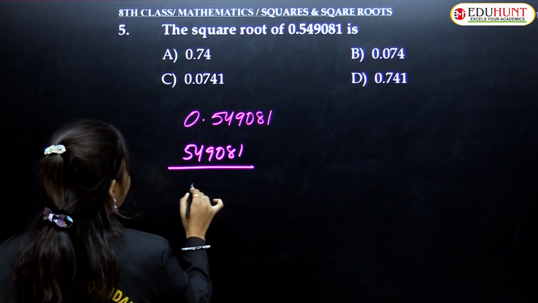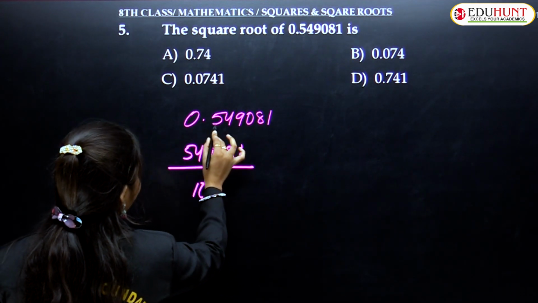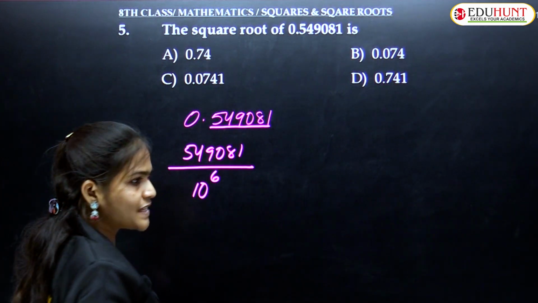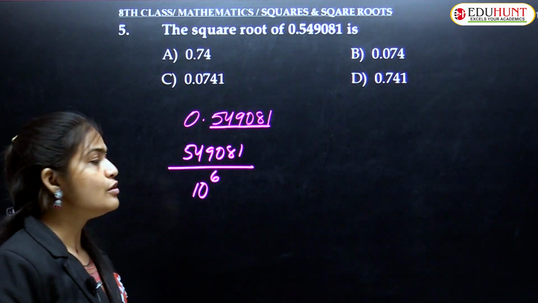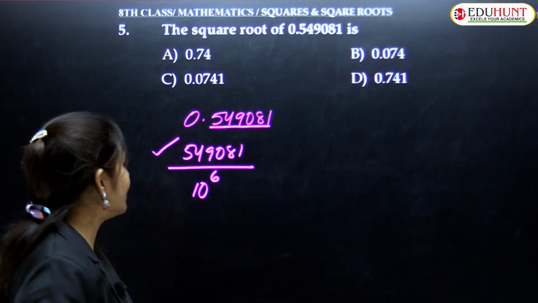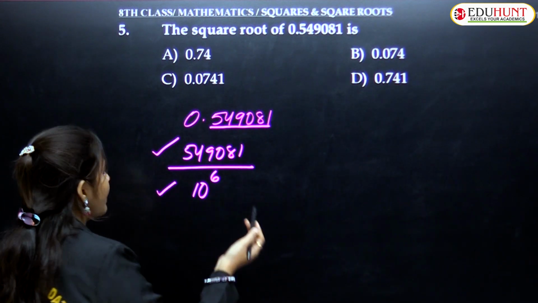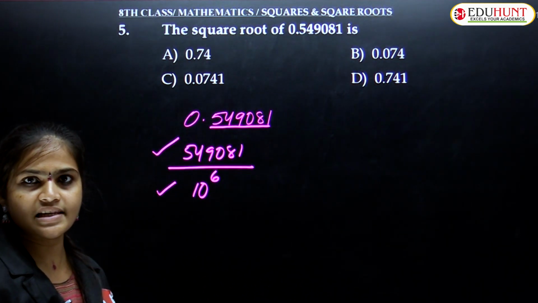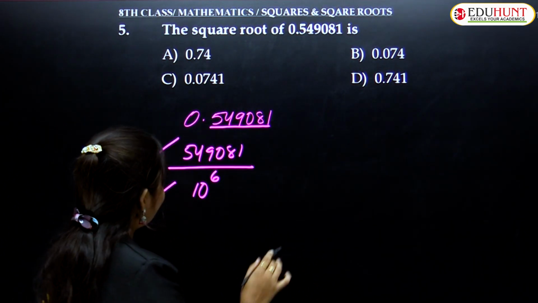549081 by 10 to the power of, after the point how many digits are there, 1 2 3 4 5 6, so 10 to the power of 6. Like this way also we can write, no? So first, better to find the square root of the integer number, and in the same way next we can find the square root of 10 to the power of 6. So this is also the easiest way only, no? So I will tell you in this method.